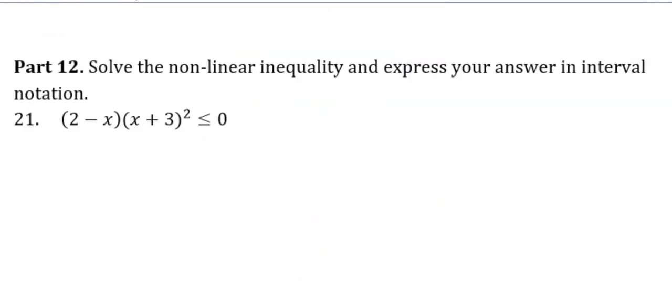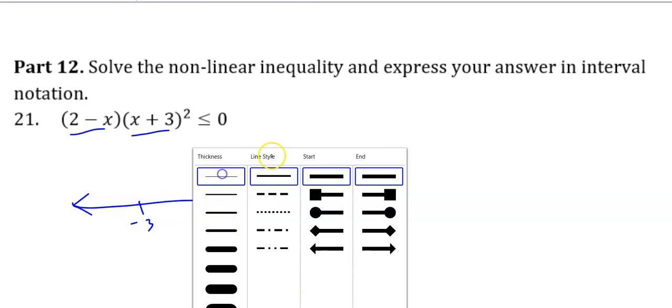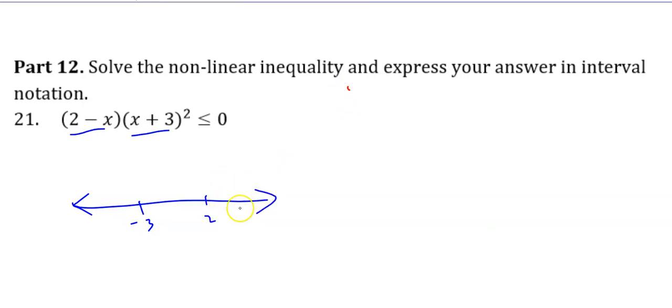So the nonlinear inequality: express your answer in interval form. So this is like squiggly line kind of stuff. Your two solutions there, if you set each factor equal to 0, would be 2, one of the numbers on the line, and negative 3. When you're testing numbers here, just test a number in each interval. So something bigger than 2, something in the interval on the right there. I don't know, 10. 2 minus 10 is negative.